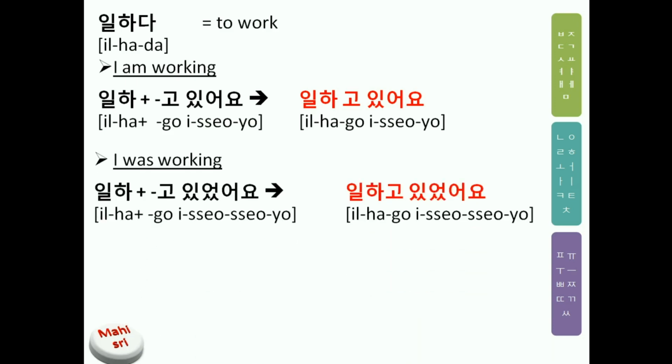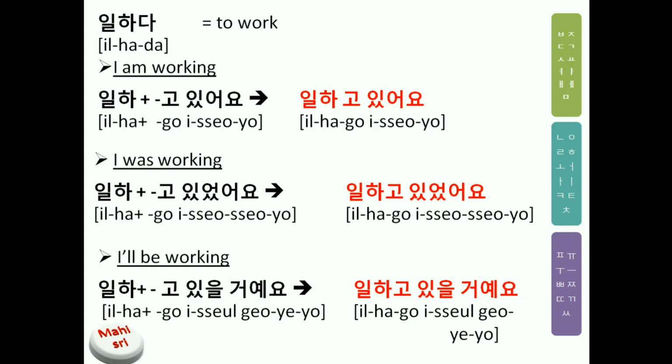And the past continuous tense is ira plus go isosoyo. Irago isosoyo. I was working. And ira plus ko isil koyeyo. Irago isil koyeyo. I'll be working by that time. Right? So here what you have to remember is ko isoyo, ko isosoyo, ko isil koyeyo. Very simple, right? The continuous tense is the very simple one among the tenses.